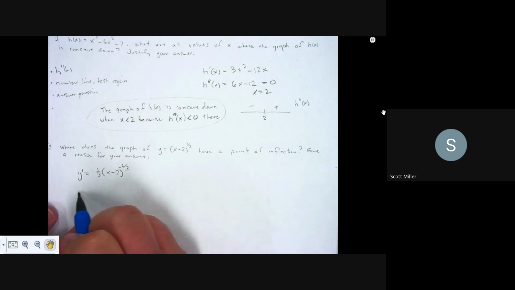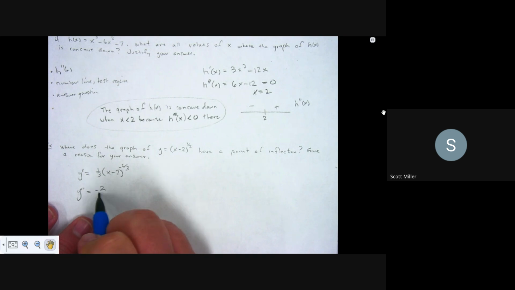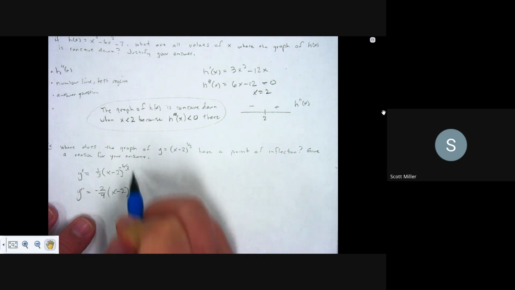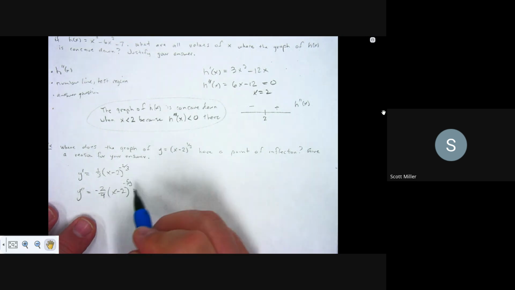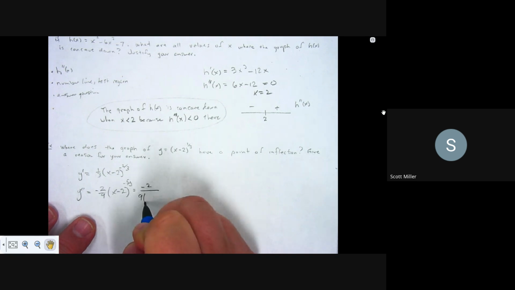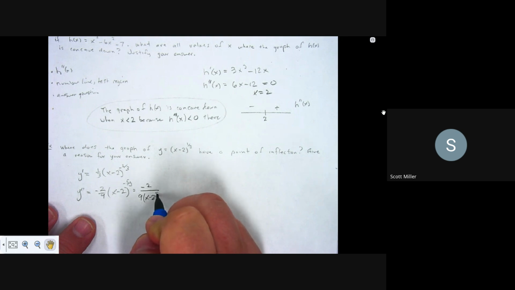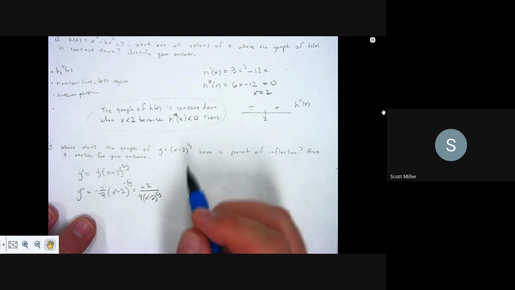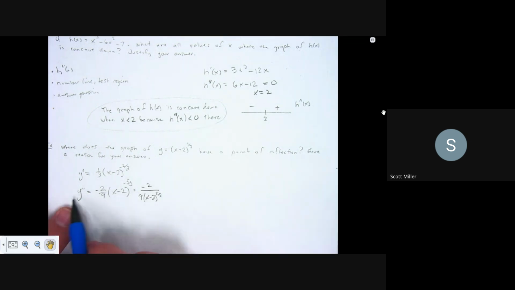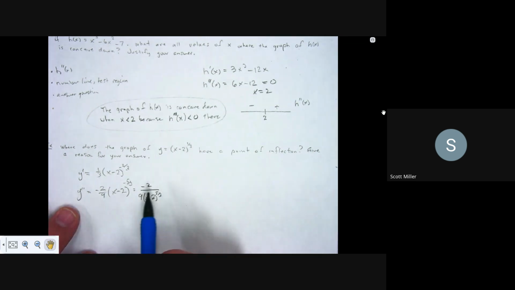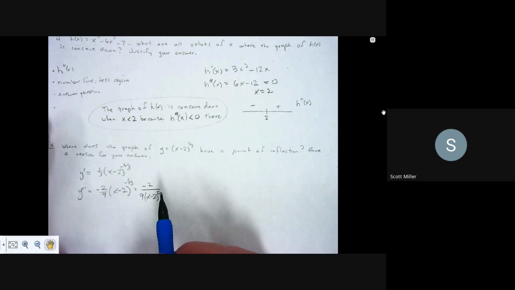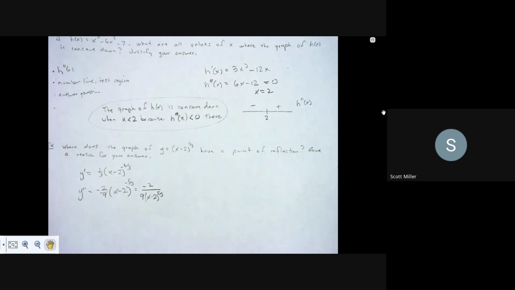So once I have that, then I can go and find the second derivative. That times that gives me a negative 2/9, (x minus 2), lower the power by 1, that's now negative 5/3. And then you can look at it with positive exponents to help you see things. This becomes negative 2 over 9 times (x minus 2) to the positive 5/3. I wanted to see it this way because I need to find possible points of inflection. Possible points of inflection are when the second derivative is 0 or undefined.